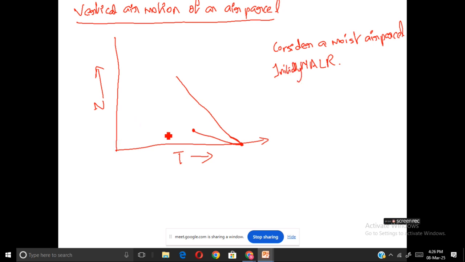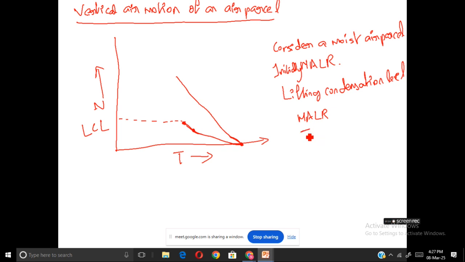Now it will eventually reach a point and the parcel will become saturated, right? So what is this level called? This is known as the lifting condensation level. So since it is a moist air parcel, till the lifting condensation level, the lapse rate of the parcel is given by the moist adiabatic lapse rate. Now the parcel has reached LCL. Now the actual temperature of the parcel is equal to the dew point temperature. The parcel is saturated.